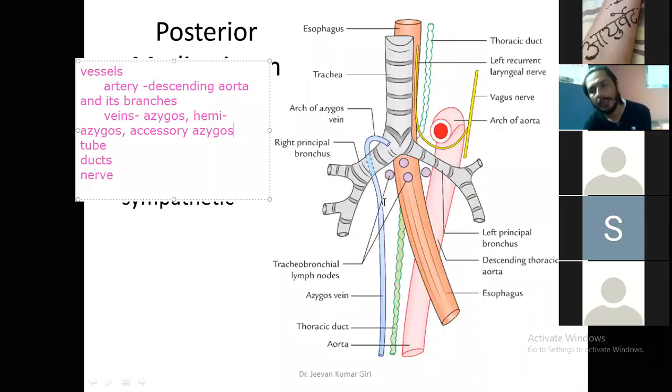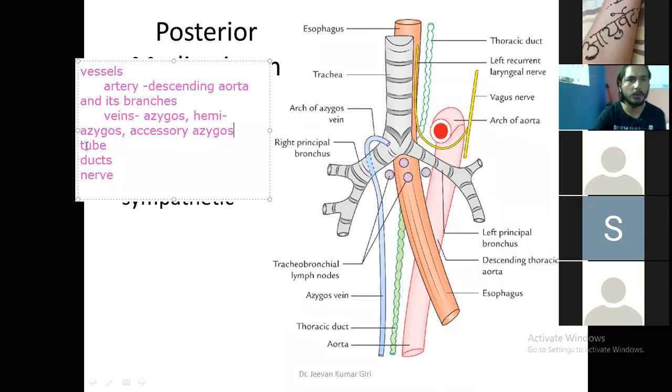So all these veins drain the blood from the wall of the trunk, especially the posterior wall of the trunk. So they are the azygous veins. Just remember they drain the blood from the wall of the trunk region. These are the azygous, hemiazygous, and accessory azygous veins you will see in this region. Are you getting? Yes, sir.